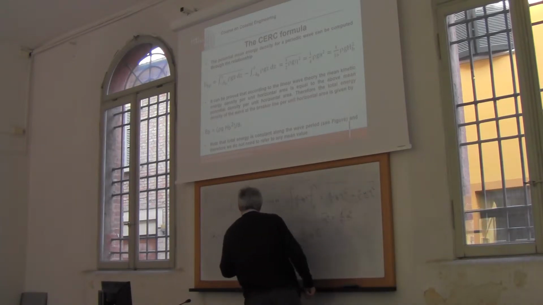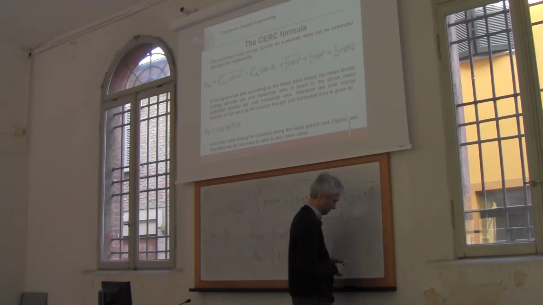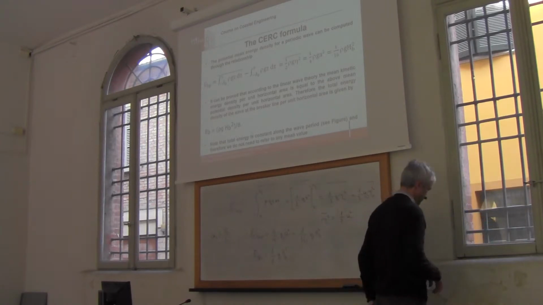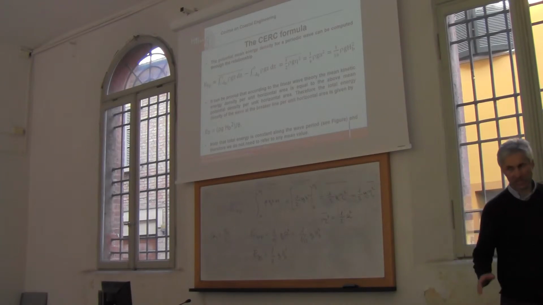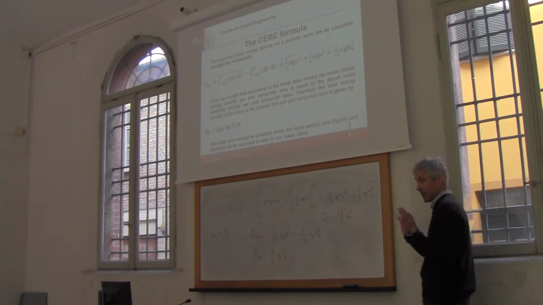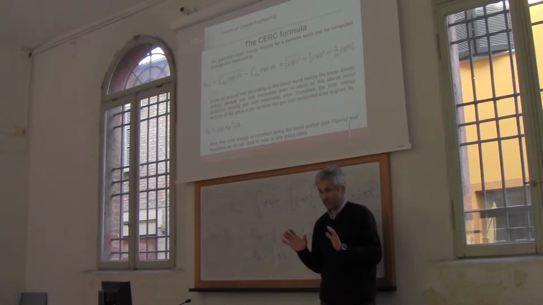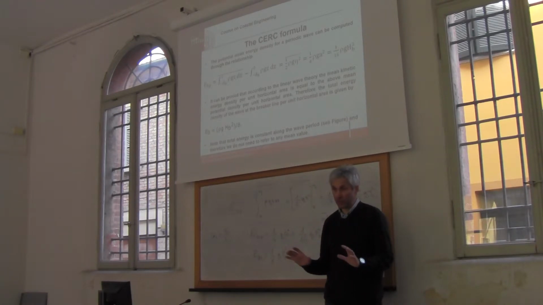Okay, and so basically I can write now E_B is equal to 1/8 ρ g H_B squared. Good. But this is not the energy flux yet. This is the energy of the wave per unit area.